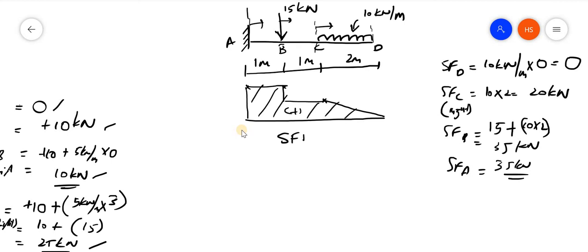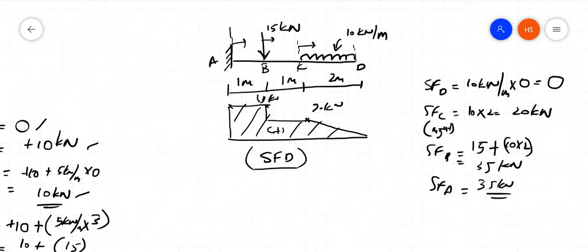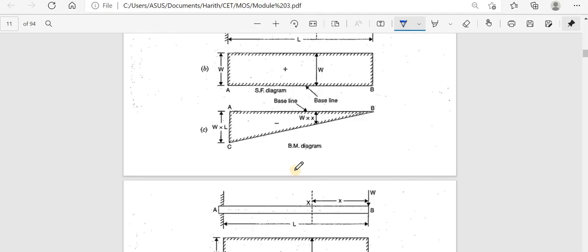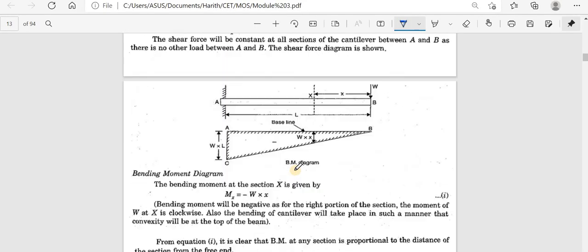Shear force diagram is known as SFD. So here it will be 20 kilonewton and here it will be 35 kilonewton. So this is the way in which we will be able to understand how to draw the shear force diagram of a cantilever beam. Okay, so I have discussed many problems. So similar problems are also given here.